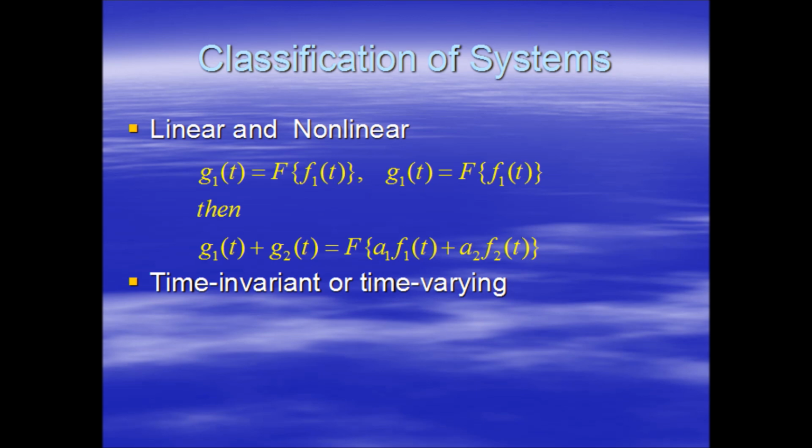Time invariant and time varying. If your system is fixed, no matter what time it is, the same input will give you the same output. We call it time invariant. On the other hand, it can be time varying, meaning your system is changing with time. Even with the same input, at different times the output may be different.